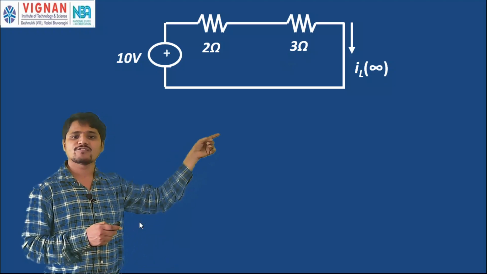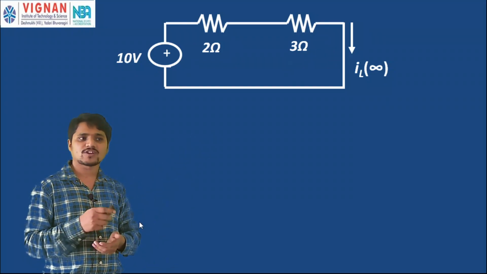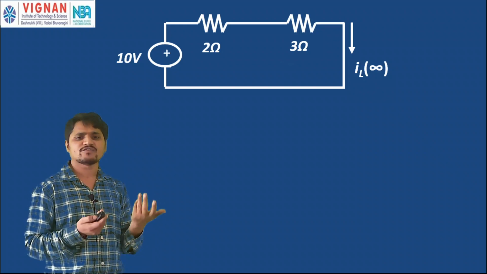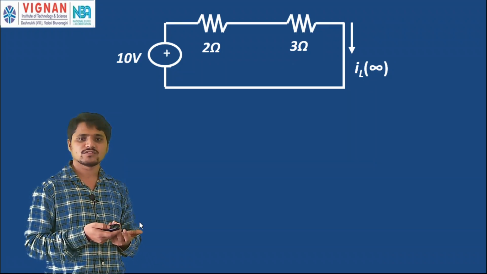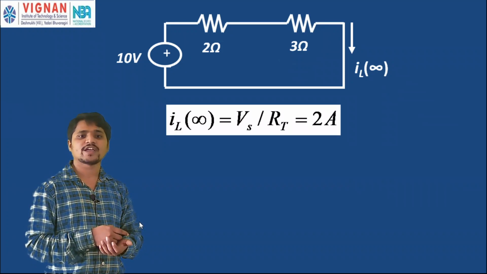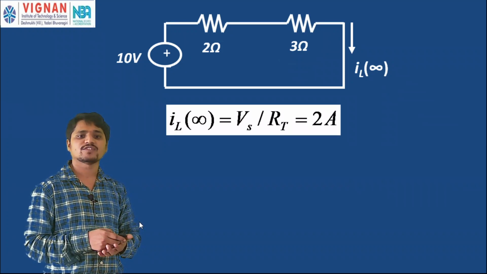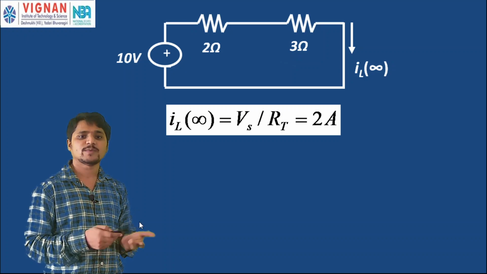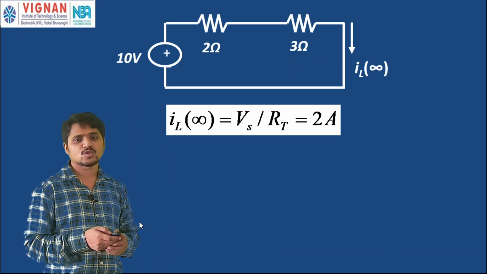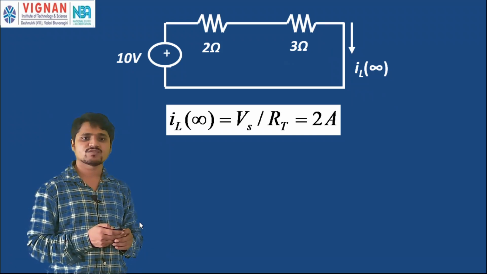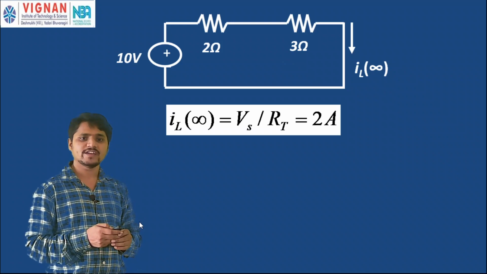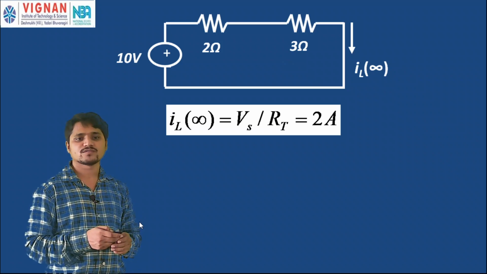That is called IL of infinity, meaning after a long time when the switch was open, in the steady state the inductor acts as a short circuit. Then what is the current here? IL of infinity is equal to total voltage by R, again from Ohm's law. The total voltage is 10 volts, and the 2 ohm and 3 ohm resistors are in series, so 2 plus 3 is 5. So 10 by 5 is 2 amperes.